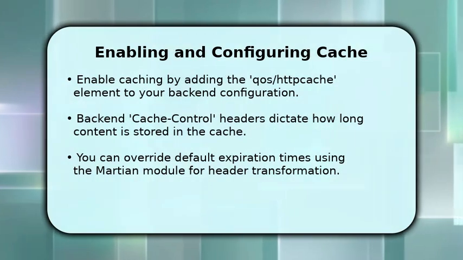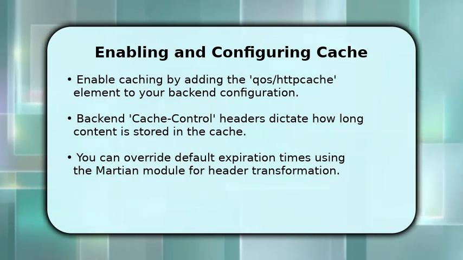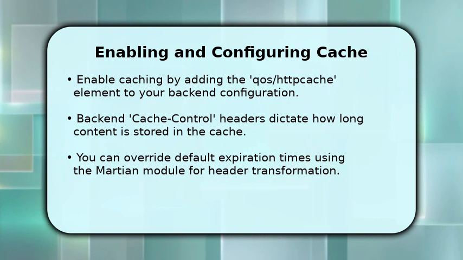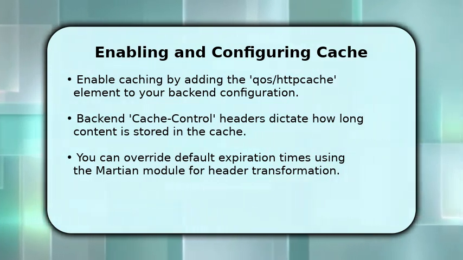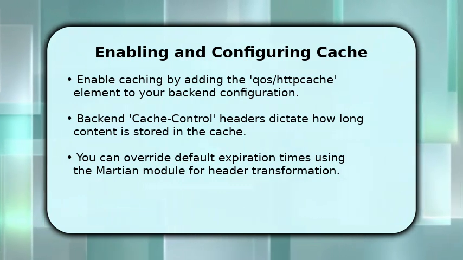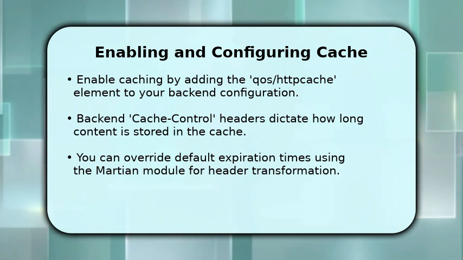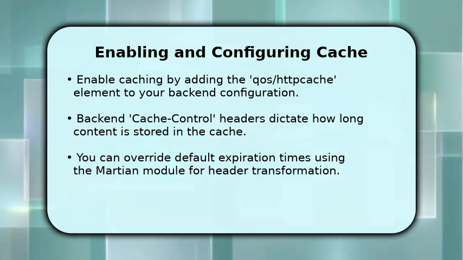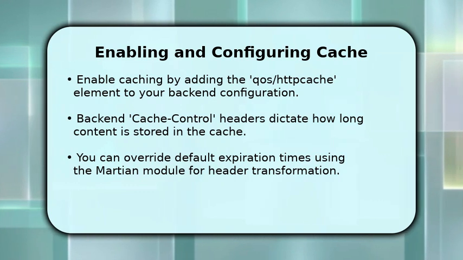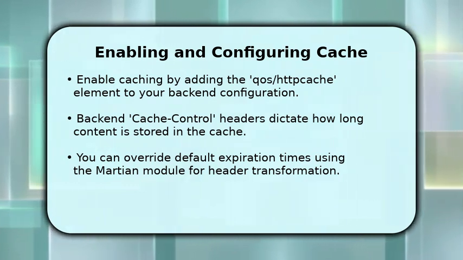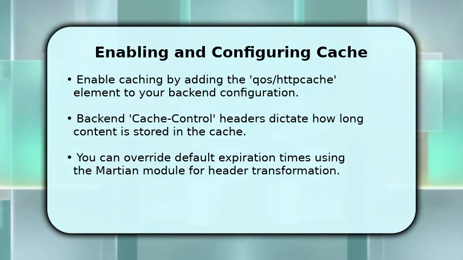To enable caching, simply add the qos/http-cache element within your backend configuration. The duration for which content is stored is primarily controlled by the cache control headers sent from your backend services. If you need to adjust or override these expiration times, KrakenD's Martian module allows you to transform headers before caching occurs. You can also set a global default cache control header, for example, public, max-age=60 seconds, which applies to all endpoints.